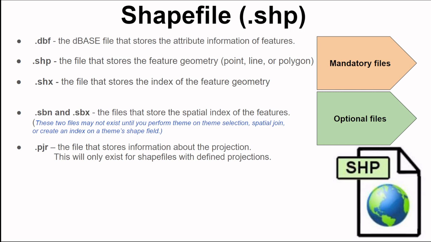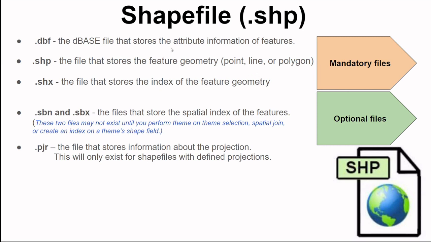The mandatory files have to be shared together. If you have a shapefile, you will see that it has a .dbf, a .shp, and a .shx. The DBF is the database that stores the attribute information within the data. SHP stores the geometry, whether it's a point, line, or polygon. And SHX is the file that stores the index of the geometry.